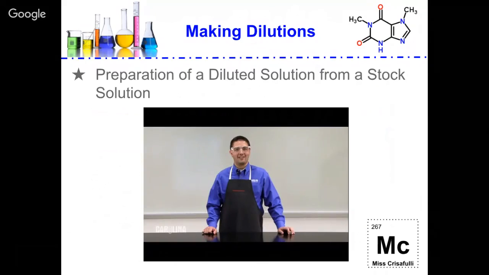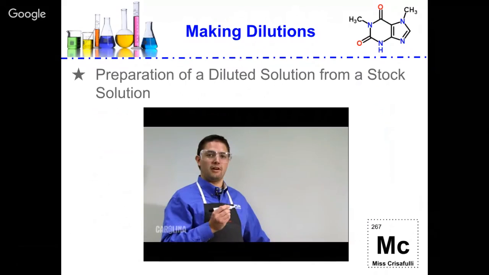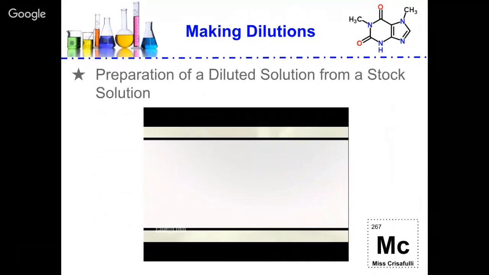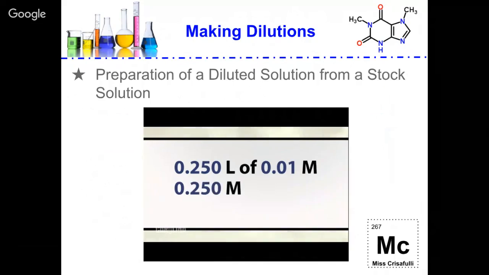Hi, I'm Jared Hyman, an assistant professor of chemistry at Elon University. Today I'll be taking you through the appropriate procedure and technique for diluting a solution. A common laboratory technique is preparing a more dilute solution from a concentrated stock solution. In this case, we are going to prepare a 0.250 liter solution of 0.01 molar. We know our stock solution has a concentration of 0.250 molar.